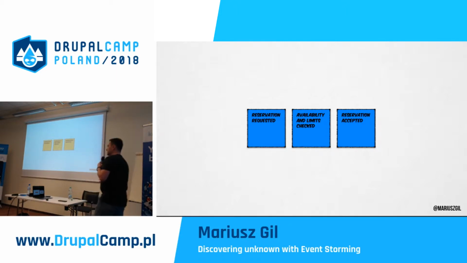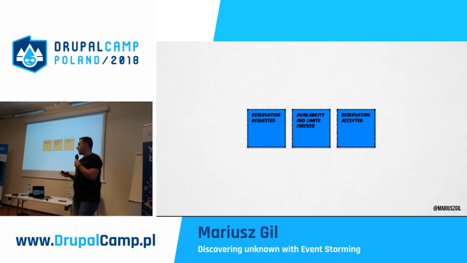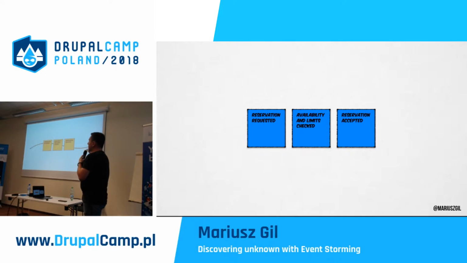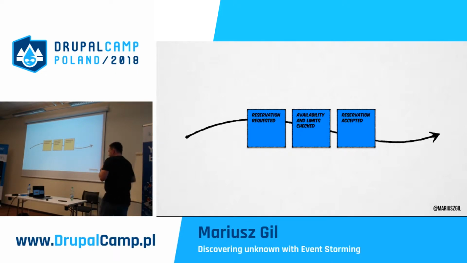First, a reservation must be requested, then our application needs to check availability and some limits for this customer, and if everything is okay, we can accept the reservation. And of course, as you see, this is a flow, a set of events.